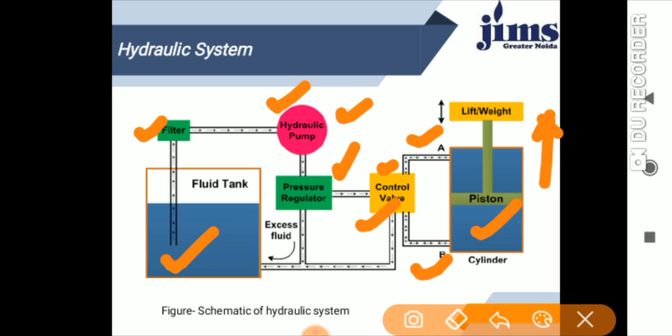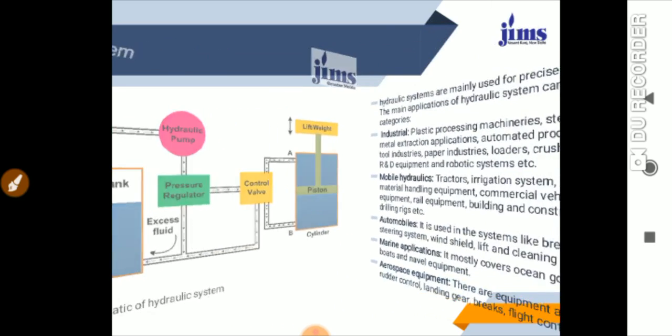The motors are used where rotary motion is desired. Where do we use a motor? We use a motor where rotary motion is required, and the cylinder we use where linear motion is required. So as per the requirement, we may change the whole thing accordingly.